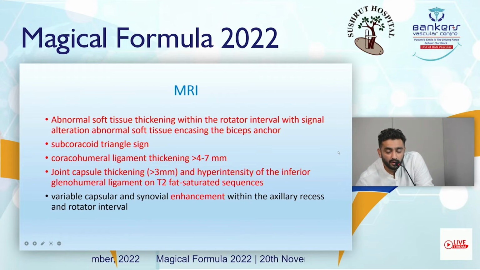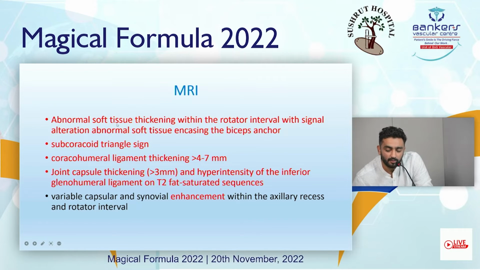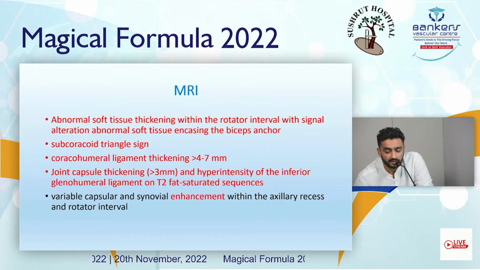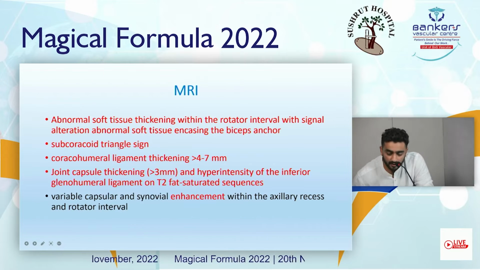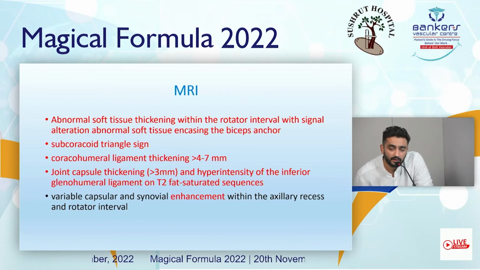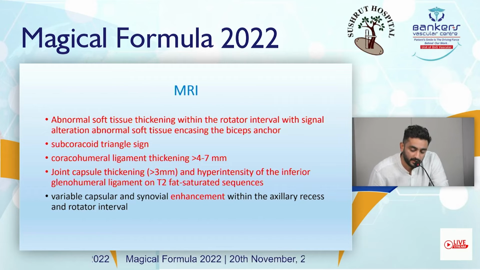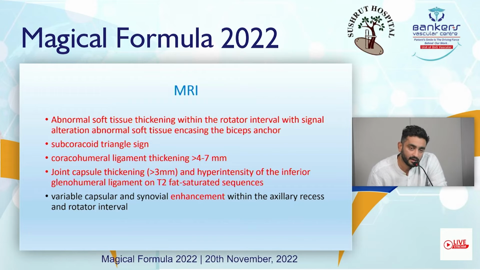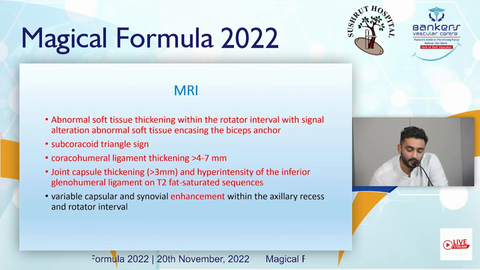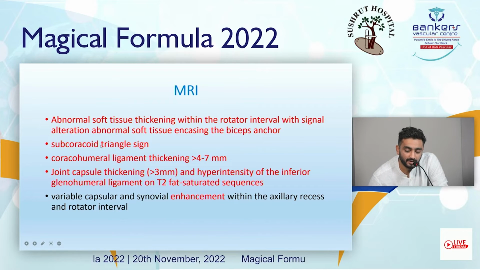So on MRI, what all things will we see? In these 2 spaces, whenever you see any abnormal soft tissue thickening or any abnormal signals in the rotator cuff interval or around the biceps anchor, then you should raise a doubt if there is a clinical suspicion. Then there is a subcoracoid triangle sign. So whenever the fat which I told you about in the rotator cuff interval is not clear, or it is hazy, or there is soft tissue, then that sign is positive. So that is very sensitive and specific.